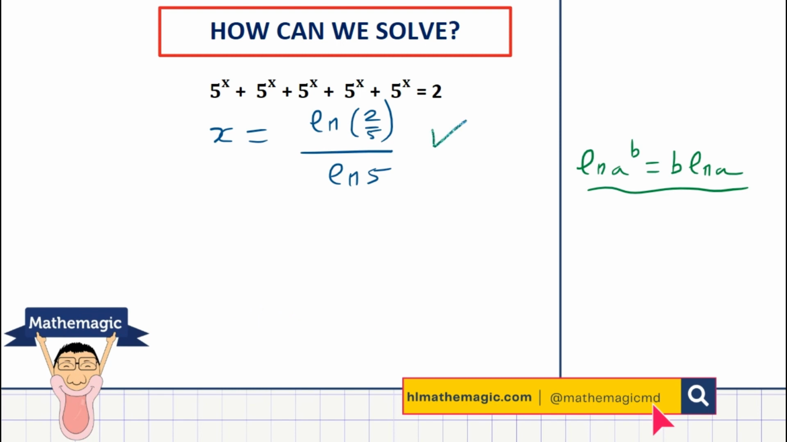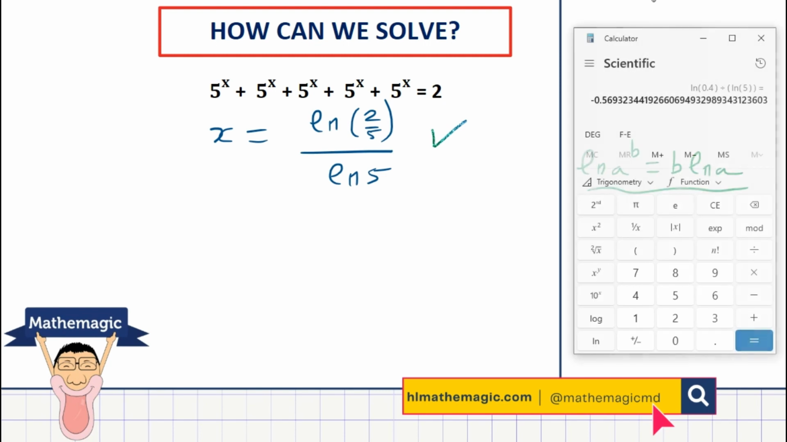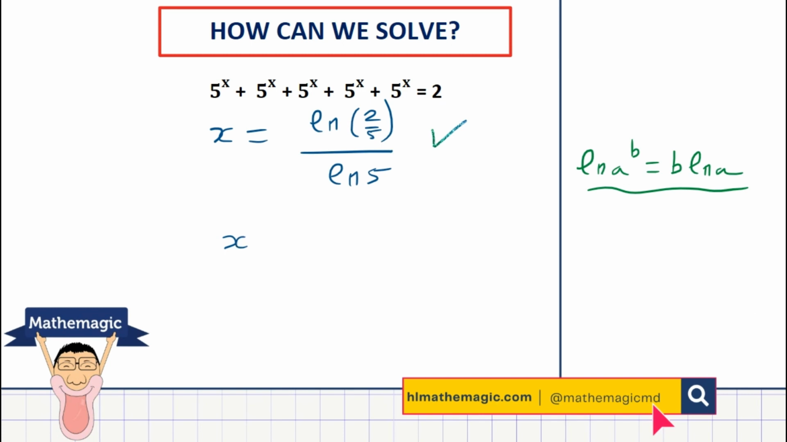So this is going to give us a numerical answer, and it's a good place to stop for this question. Plugging ln of 0.4 divided by ln of 5 into our calculator, as 2/5 is the same as 0.4, we get negative 0.569. So perhaps we can say here negative 0.57. And so to answer this question here, x is approximately equal to negative 0.57.